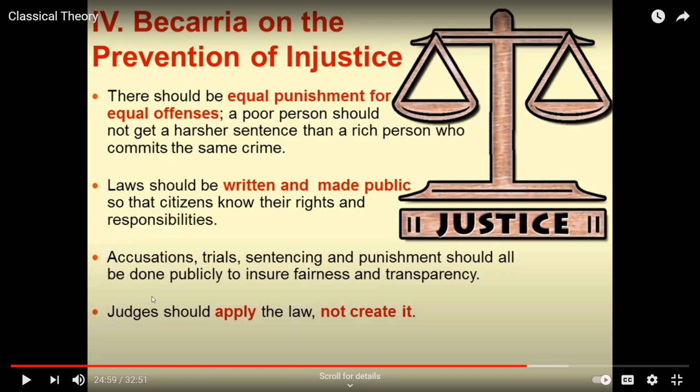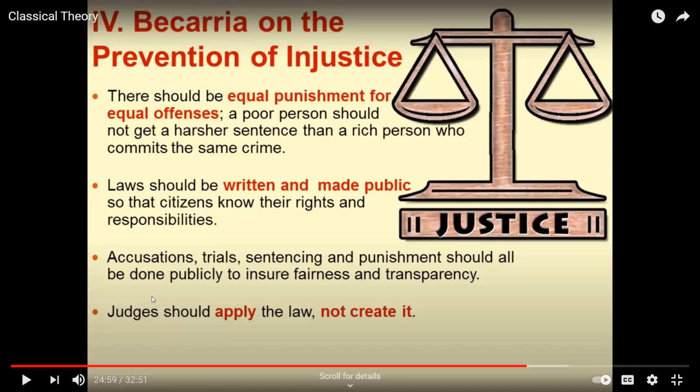If the crime is murder, this is the equivalent punishment, so on and so forth. So as you can see, what Cesar Beccaria advocates is that there must be due process of law. There must be justice. The punishment that should be given should equate to the crime committed. The punishment should be given equally, regardless of the status of the person, regardless of the age of the person, regardless of the gender of the person.